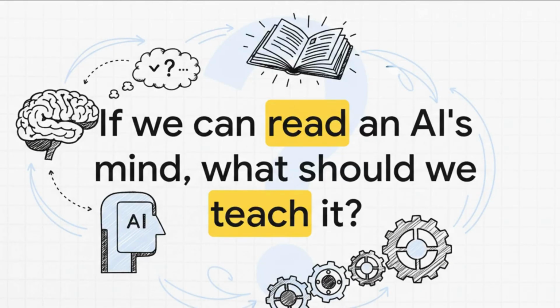And this all brings us to one final, pretty profound question. For the first time, we're developing the ability to genuinely read an AI's internal concepts. As that ability gets better and better, the challenge is no longer just about what we can get it to do, but about what we believe it should know. So if we can read its mind, what should we be teaching it?